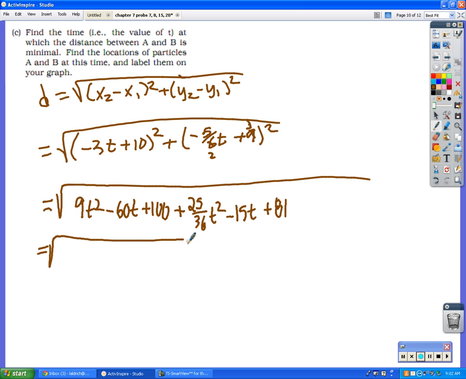So if I combine my like terms, 9t squared and 25/36t squared is 9 and 25/36t squared. Negative 60t and negative 15t is negative 75t. And 100 plus 81 is 181. Okay? So this stuff underneath here is an upside down parabola, I mean a right side up parabola because A is positive. So if we want to find the minimum distance, we need to find the vertex of this thing right here, right? Okay? So how do I find that?